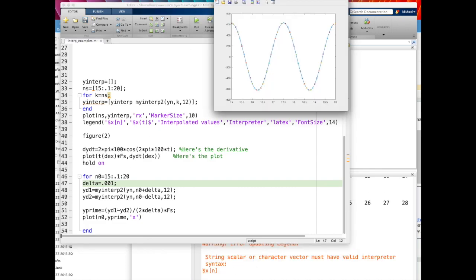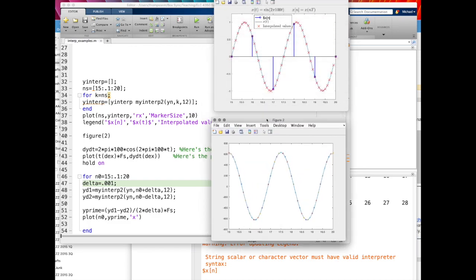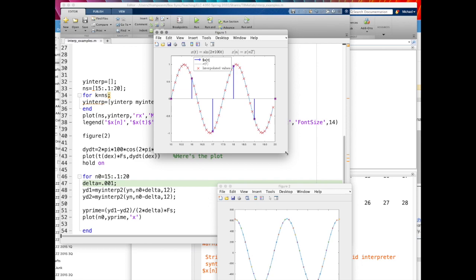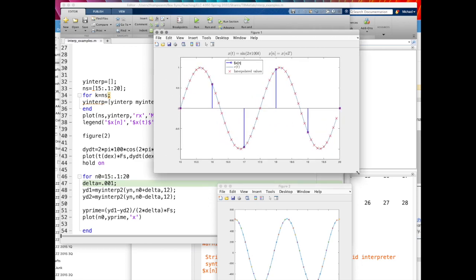All right, so figure 2 is the derivative. Figure 1 is the one I had with the formatting. You see the faint blue line here, that's the original sine wave. That looks like a sine wave. We're restricting the samples between 15 and 20. You get what I'm saying, right? If you just look at the stem plot, it's hard to tell if that's a sine wave. That's a consequence of ideal sampling.